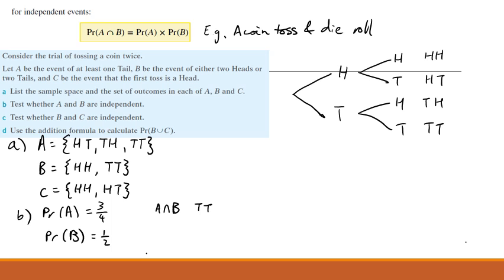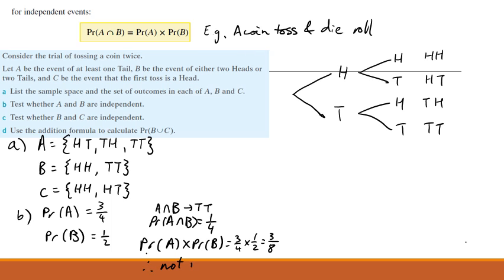Because of that, the probability of A intersection B will be 1/4, because there's only one of these outcomes. Then if you multiply the probability of A and B, you get 3/4 times a half, which is 3/8. Because it's 3/8, it's not the same as a quarter, so that must mean they are not independent. Okay?